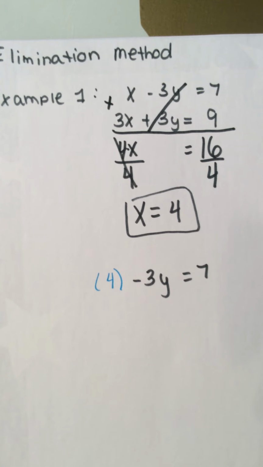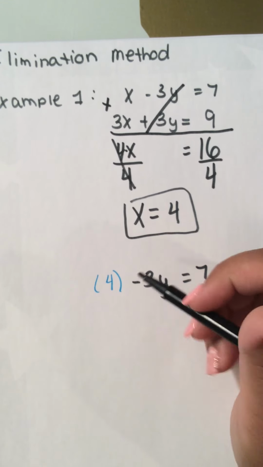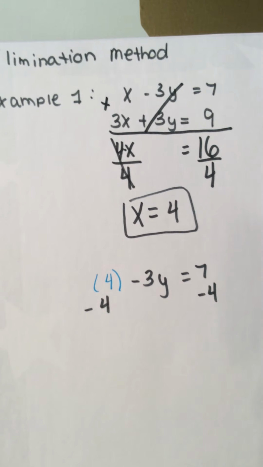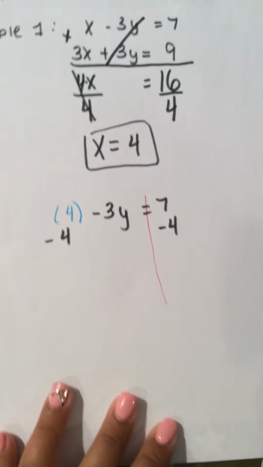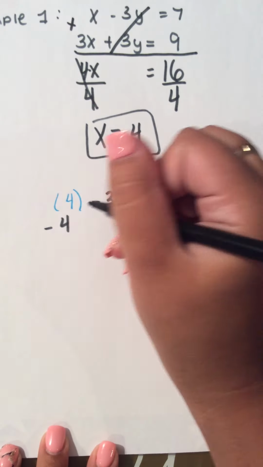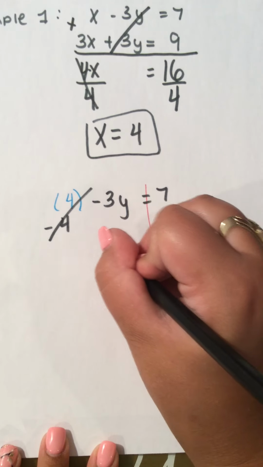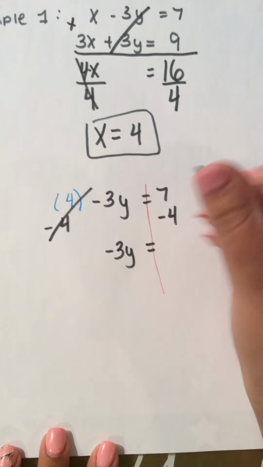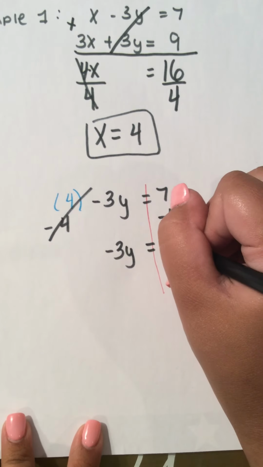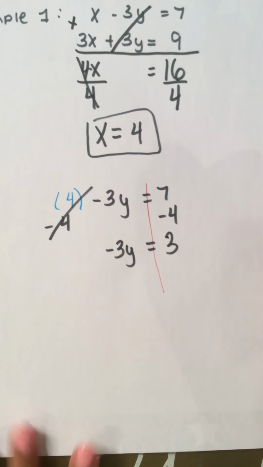So if I look at that 4 is actually positive. And to undo addition is subtraction. So I'm going to subtract by 4 on both sides. And you guys can draw the line down the equal sign if you want. Okay, so then I'm going to have 4 minus 4 cancels out. So I'm left with negative 3y equals, well, 7 minus 4 is just 4. I'm sorry, 7 minus 4 is 3. Wow, that was bad math on my part.